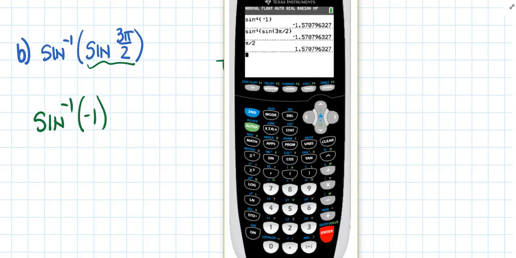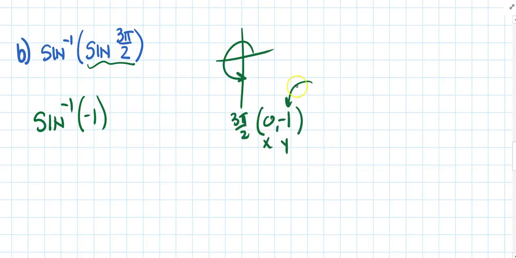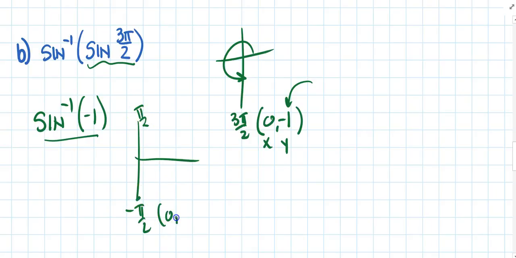So why is this the case? Because this is saying, if I draw this back in bounds over here, what angle has a sine value that's worth -1 in between negative pi over 2 and positive pi over 2, and that value would be negative pi over 2. So the answer is -1.57 or negative pi over 2.